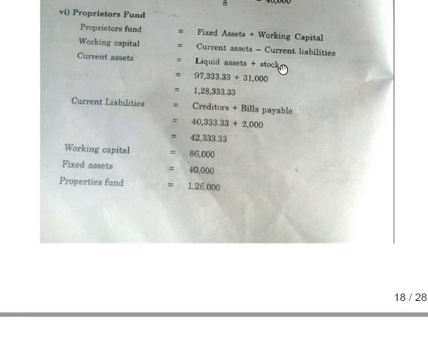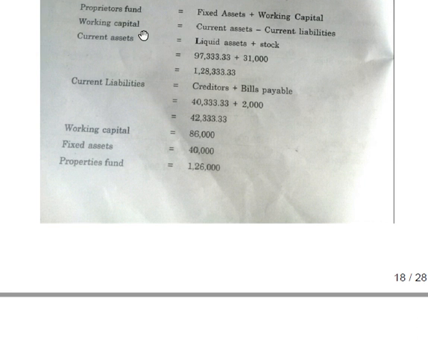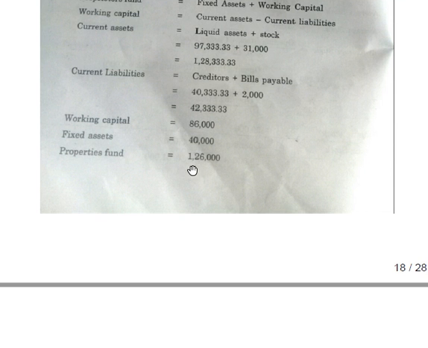So last but not the least, proprietors fund is equal to fixed assets plus working capital, which is current assets minus current liabilities. So current asset is equal to liquid asset plus stock. We have liquid asset given and we have the stock, so total we get the current assets. Current liabilities, creditors plus bills payable, we get the total current liabilities. Working capital 86,000, the current assets minus current liabilities. Now fixed asset is equal to 40,000, proprietors fund is equal to 1,26,000.